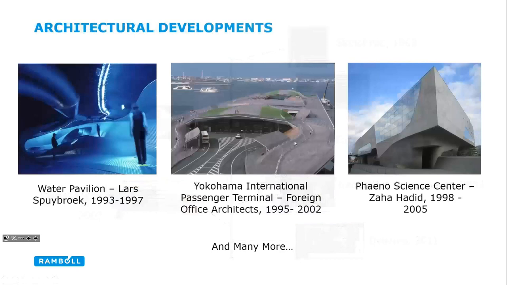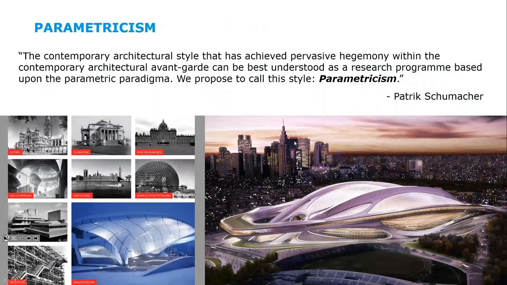And while the software revolution was going on, architects were also starting to get on board with these computational tools and starting to use them to develop geometries that wouldn't really have been possible beforehand. So this is a very small selection of a very large canon of these kinds of projects. And it was thought that this evolved into its own distinct style, which Patrick Schumacher named parametricism.